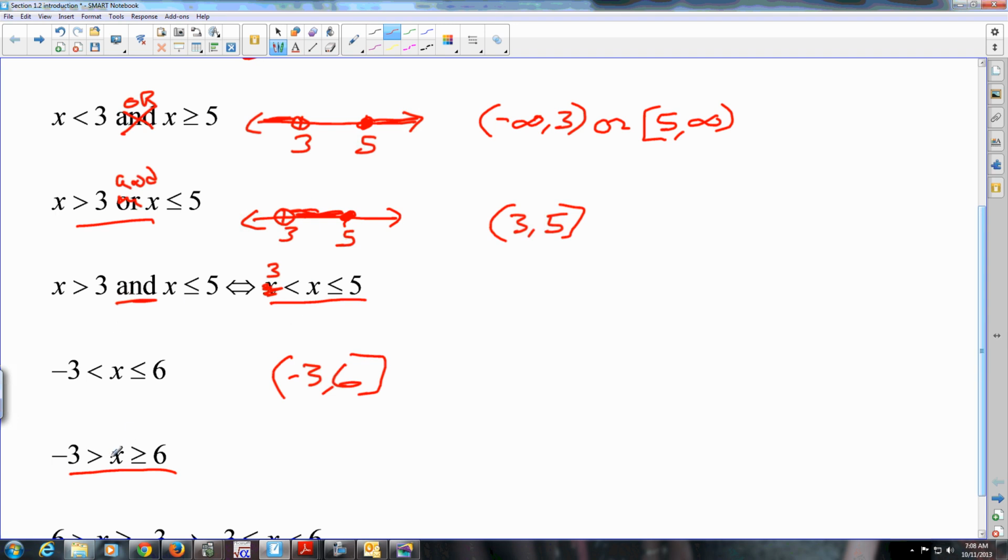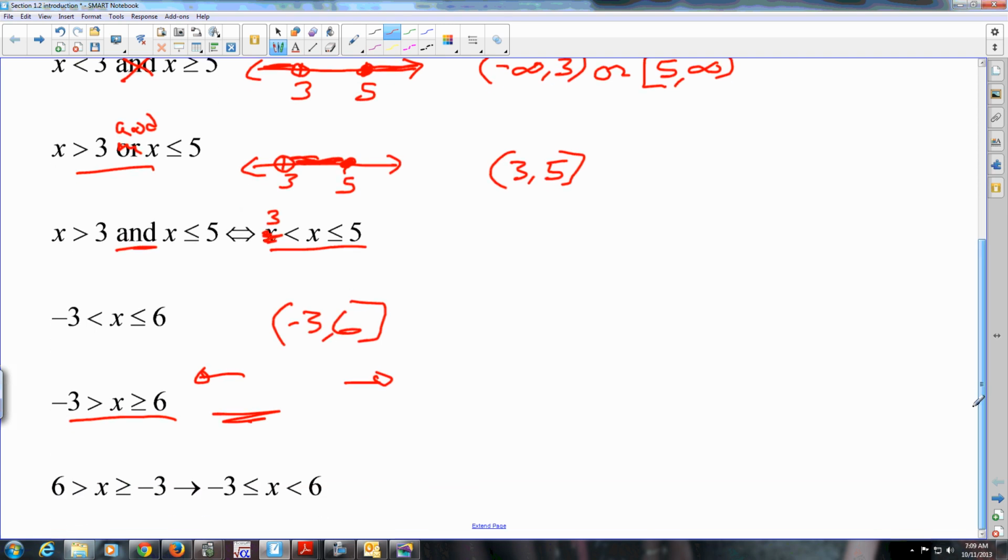Well, you can't. You can't be smaller than negative 3. That's to the left. And bigger than 6. You can't. So this one doesn't make sense, which is why I have it here, to try and get you guys to see that just because it's written that way doesn't mean that it's this image shaded in between. So I'm wanting to make sure that you're able to read these things okay.